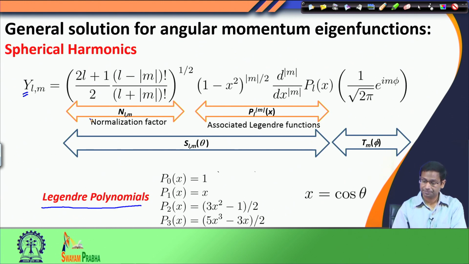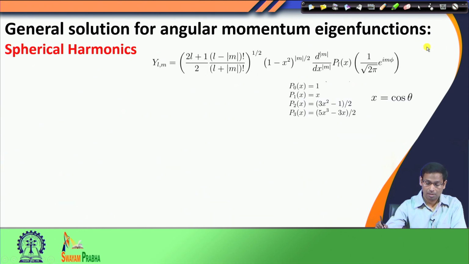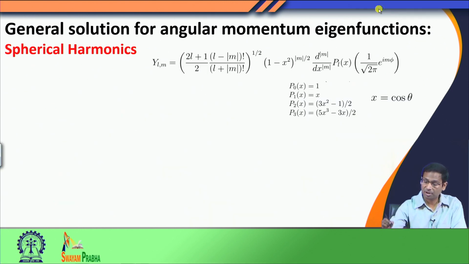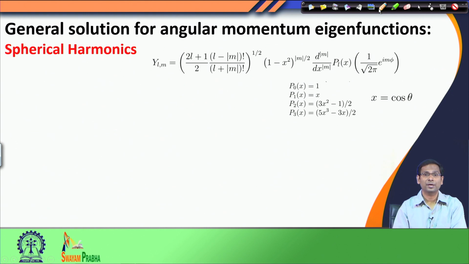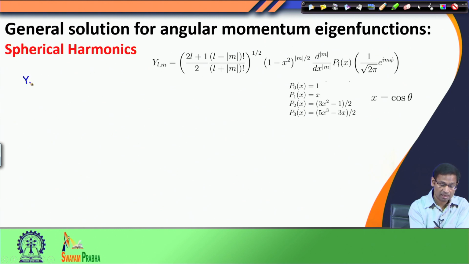What we do next is to write down a few angular momentum eigenfunctions using this general formula. First, let us start with the simplest of them, Y 0 0, where L is 0, m is 0.